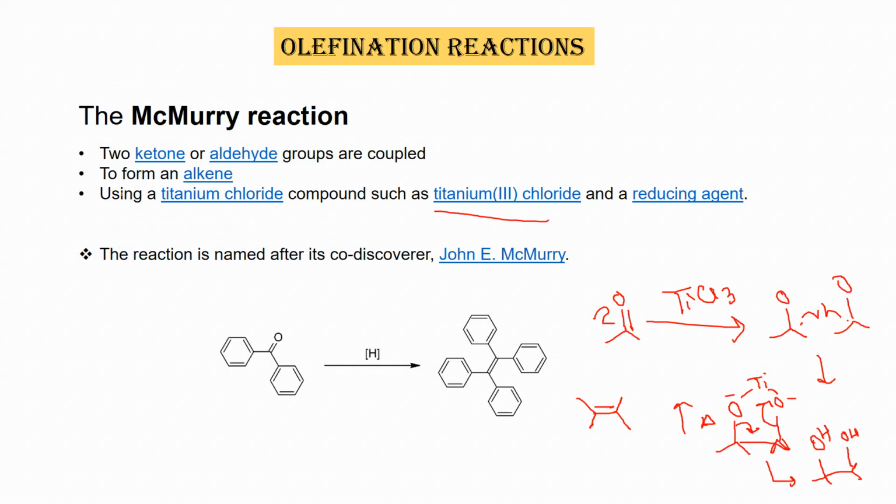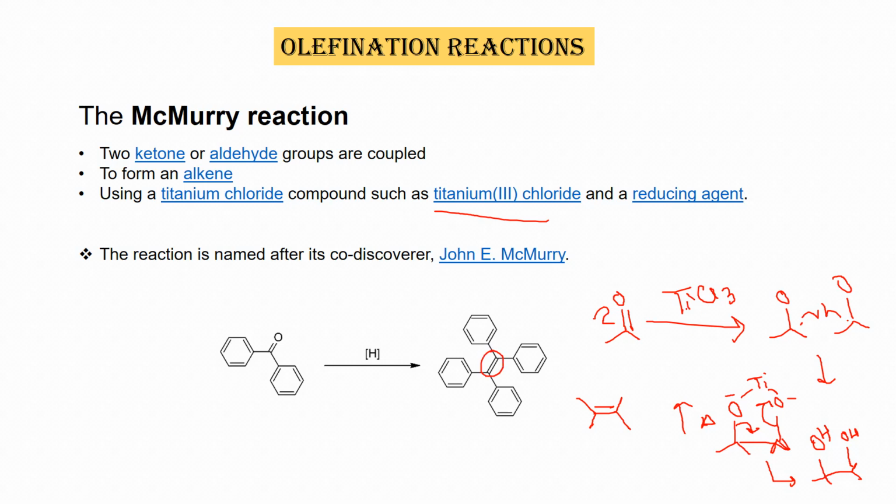Let's go to our next topic, the formation of a carbon-carbon double bond, that is the McMurry reaction. So what is the McMurry reaction? Two ketone or aldehyde groups are coupled in this reaction to form an alkene using a titanium chloride compound and a reducing agent. This reaction is named after its discoverer, John E. McMurry. If you add this carbonyl compound and a reducing agent, it will form this type of carbon-carbon double bond.